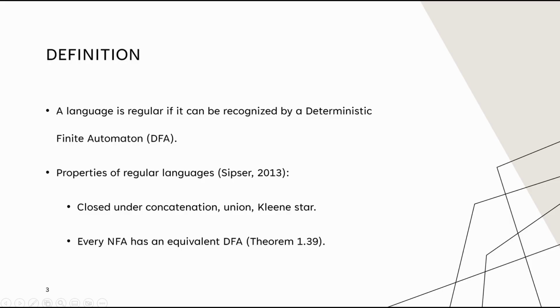To prove that this expression is regular, it is vital that k is constant and unchanging. A language is regular if it can be recognized by a DFA. The properties of regular languages are closed under concatenation, union, and the Kleene star. And every NFA has an equivalent DFA from theorem 1.39.